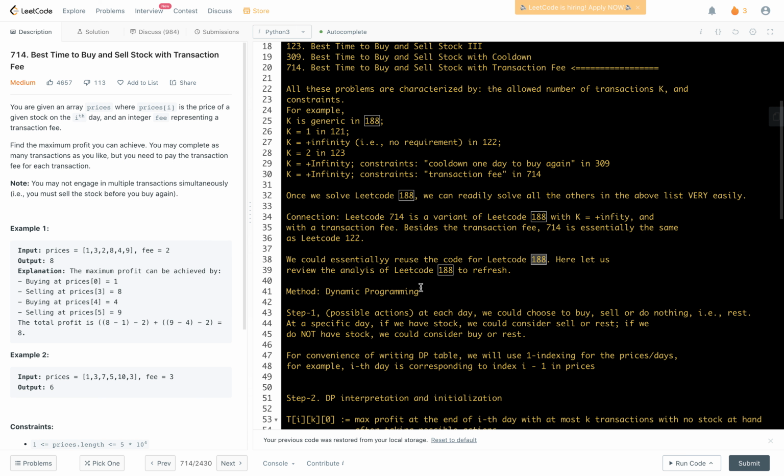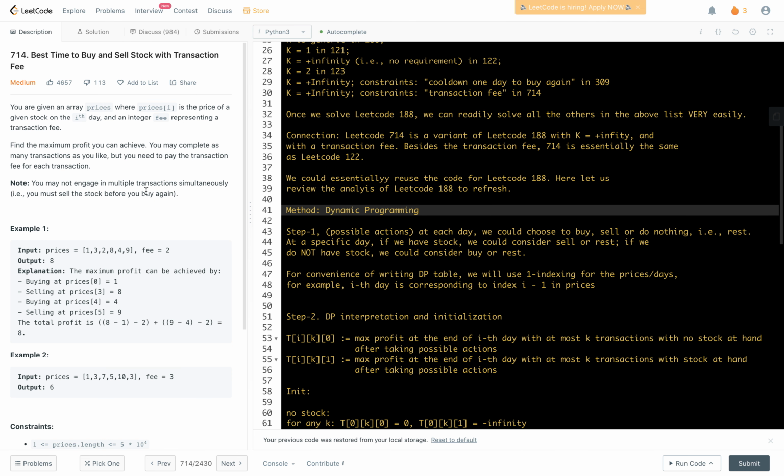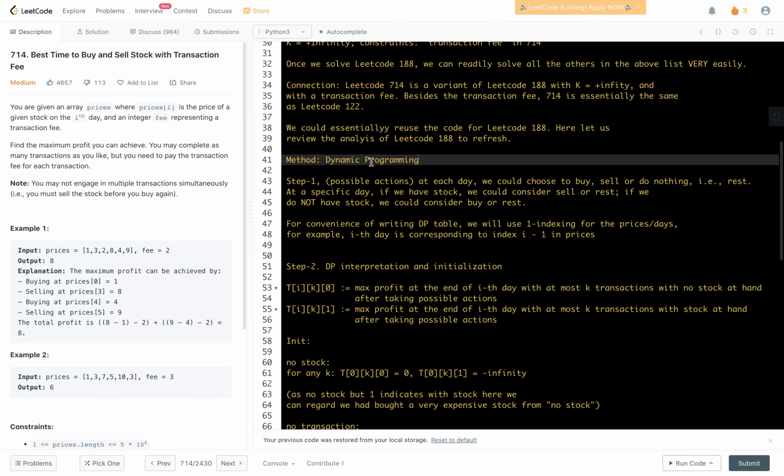Here we are going to revisit the analysis of Leetcode 188 to refresh. Because it's so general, we want to make connections after the refresher, and then we write the code specific to this problem. So next, let's temporarily forget the transaction fees, and then we do the analysis.